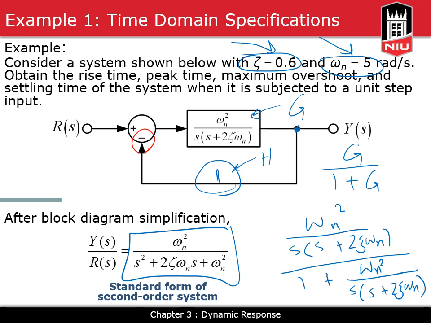We have a set of formulas. We'll just have to plug in the values of zeta and omega n and also omega d into the formulas, find the answers. That's it. Very, very simple.